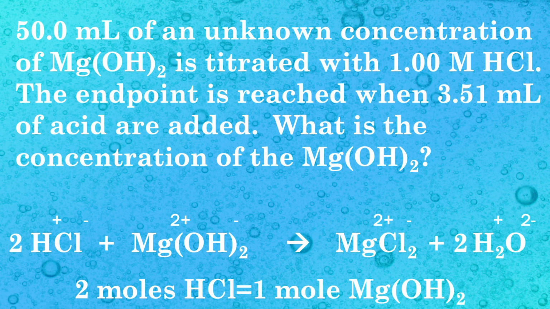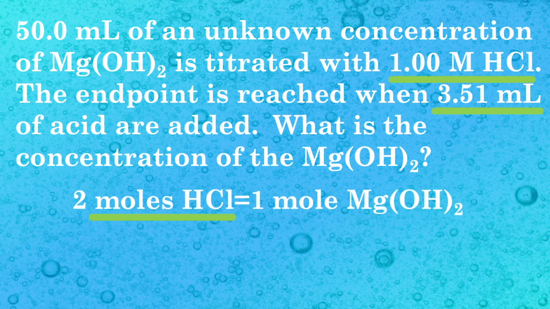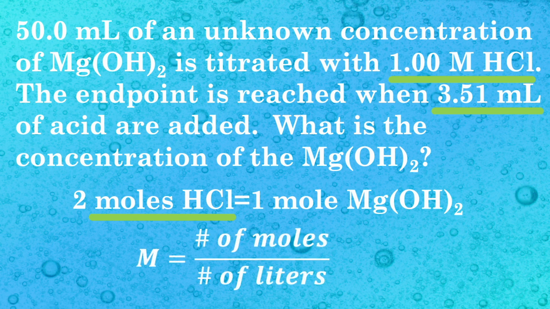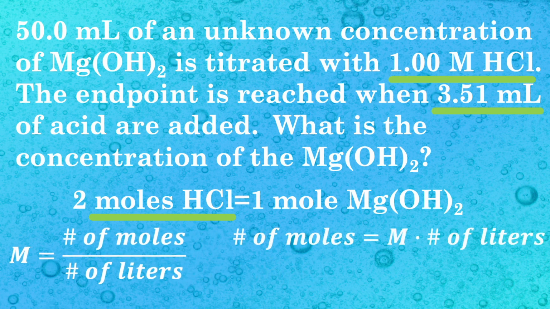Let's review where we are in the problem right now. We just figured out that we need 2 moles of HCl for every 1 mole of Mg(OH)2. We know that we have a 1 molarity solution of HCl and that we use 3.51 milliliters of that acid. That's everything we know about the HCl, and we can use that with our molarity equation to figure out a little more. We know molarity is number of moles over number of liters. I have a slight preference to go ahead and rearrange equations before I plug numbers in, so I'm going to multiply both sides by number of liters to determine that number of moles is equal to molarity times number of liters.